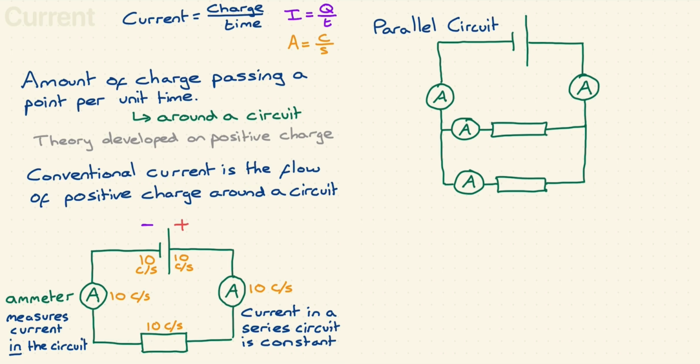If we again say that we have 10 coulombs leaving the cell every second, then we will have 10 coulombs passing this ammeter every second, and then at the junction, half will go this way and half the other. So we will only have 5 coulombs passing this ammeter every second, and 5 passing the resistor too. And 5 passing this ammeter every second, and the same 5 passing this other resistor. At the other junction, the current combines again, so we get 10 coulombs passing this final ammeter, and 10 coulombs reaching the cell.